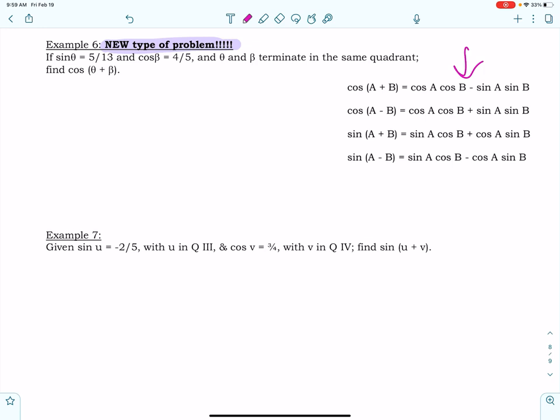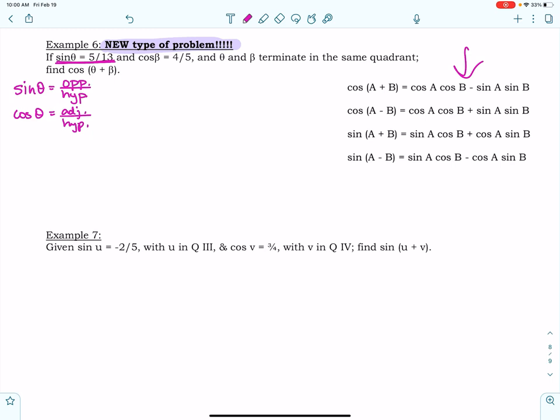The first thing I want you to recognize is that we have sine theta equals 5/13. If you will recall from when we first started trig, we talked about the fact that sine theta is equal to opposite side over hypotenuse. Remember, we talked about SOHCAHTOA, and that cosine would be the adjacent side over the hypotenuse. That's going to come into play here. So there's lots of information. Sine theta is equal to 5/13.